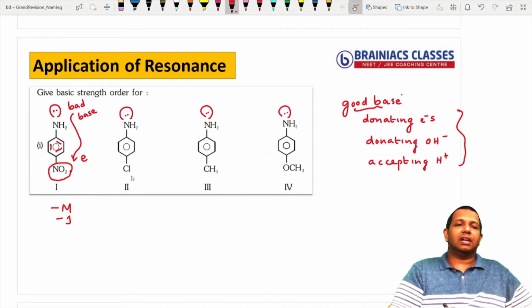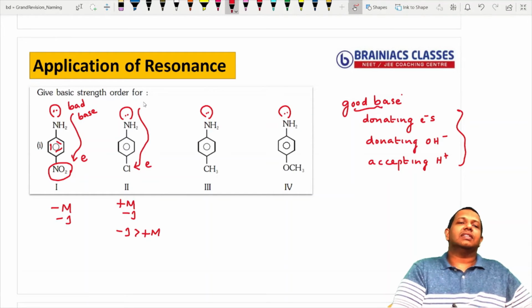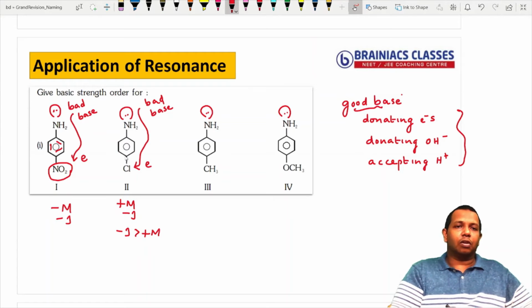Now if I look here, it has chlorine. Chlorine has what effect? We know it has plus M and minus I, but in chlorine's case minus I is always dominant over plus M. So again the electron will move towards chlorine. So we can say it is also a bad base. But on comparing 1 and 2, which one is a little better base? The second one is better than the first one, because here both minus M and minus I are against donating the electrons. Here only minus I is against donating the electrons.